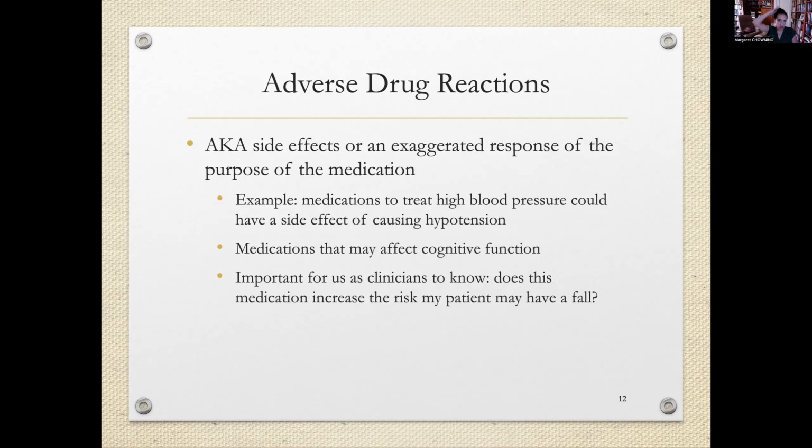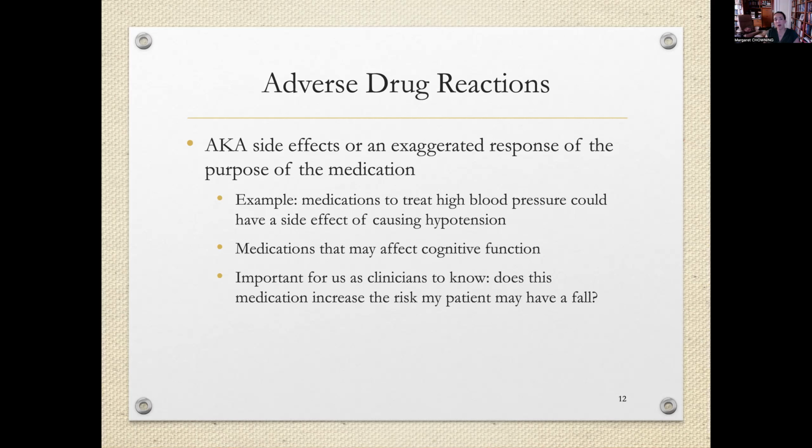So adverse drug reactions, okay? So in other words, side effects or an exaggerated response of the purpose of the medication. So an example might be medication to treat high blood pressure could have a side effect of causing hypotension, right? That makes sense. It's going to say it on the bottle. If you take too much of this medication, your blood pressure might drop too low. And then you have signs of maybe orthostatic hypotension with standing or whatever it is.